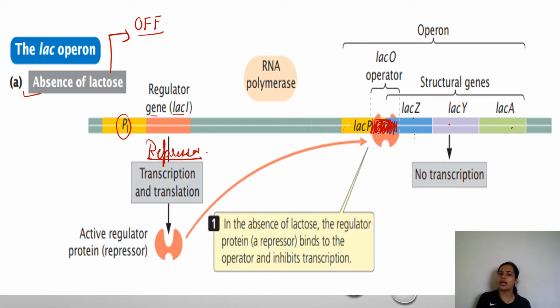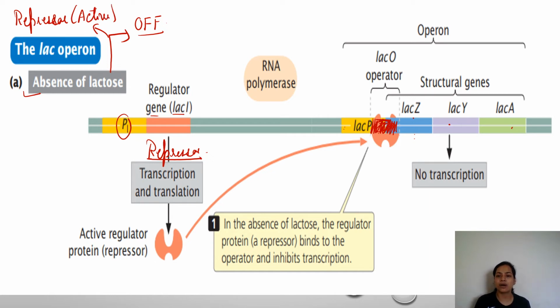Why? Because there is no lactose, right? Lactose off है तो यहाँ पे operon क्या होना चाहिए? बंद होना चाहिए. And how can the operon be off? Because here the lac repressor must be active. In this case lac repressor क्या होगा? Active होगा और जाके operator पे bind कर रहा होगा.